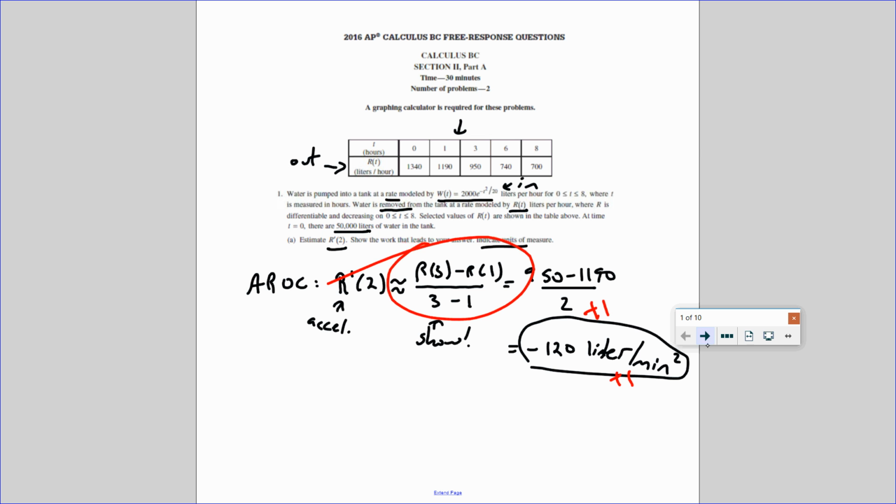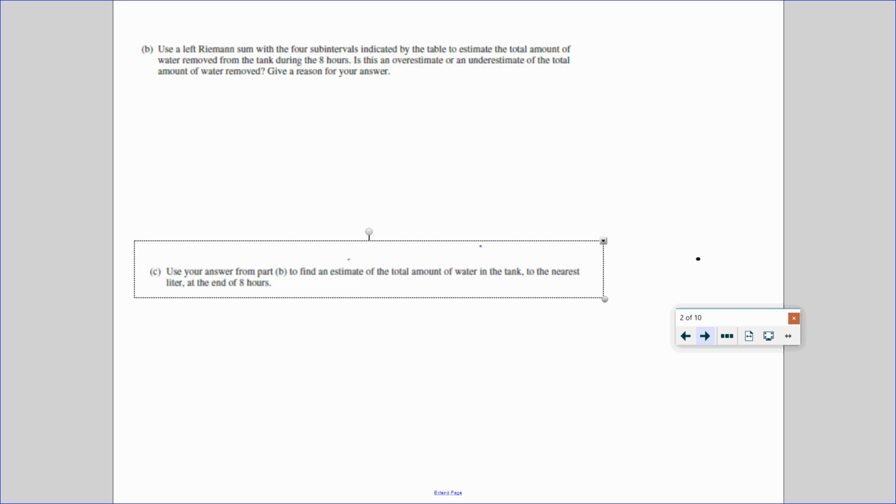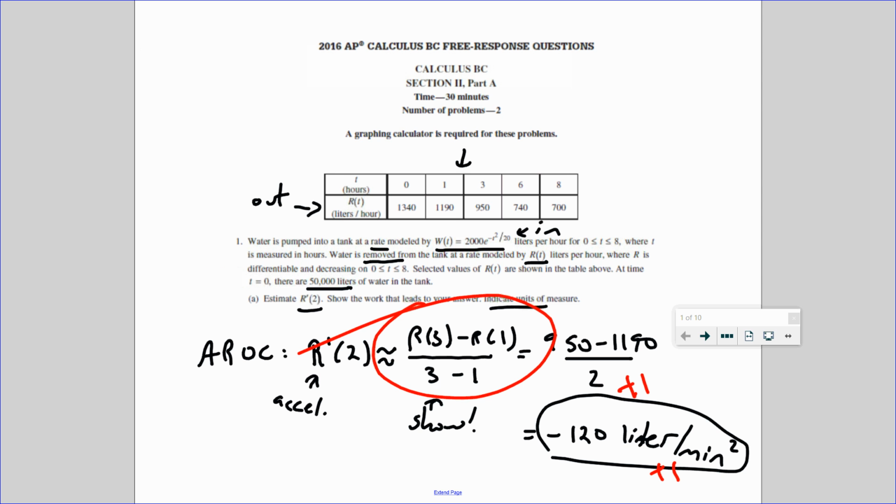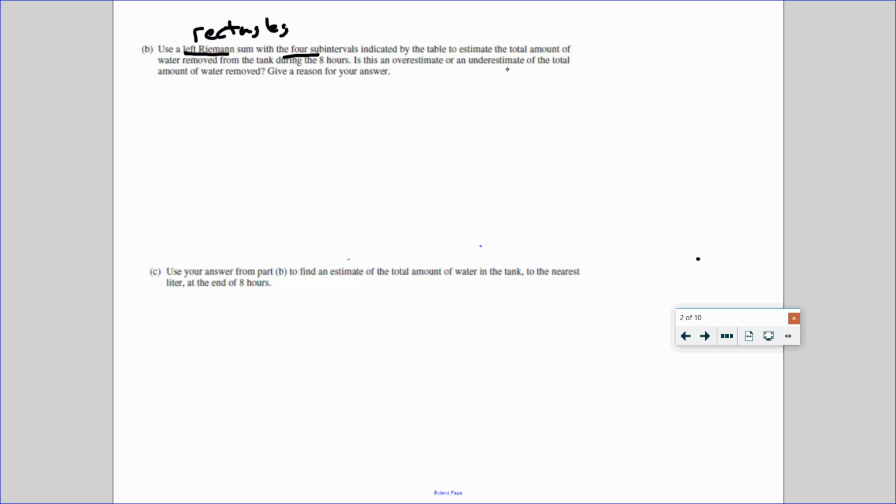And this is where we get into Riemann. Use a left Riemann sum with 4 subintervals. Now we see Riemann. What did Riemann love most of all of anything? That's right, Riemann loved rectangles. So anytime we see the word Riemann, we think rectangles. And they tell us 4 rectangles here, indicated by the table that they gave us for part A. The total amount of water removed from the tank during the 8 hours. Is this an overestimate or an underestimate? We'll get to that in a second. Give the reason for your answer.